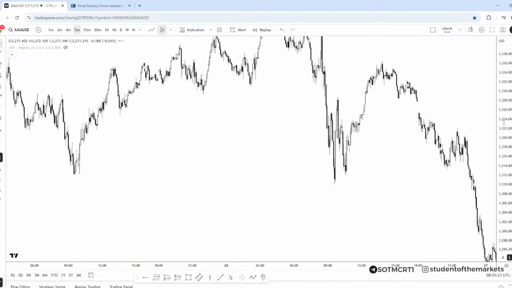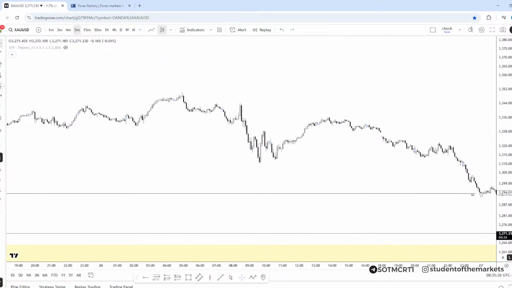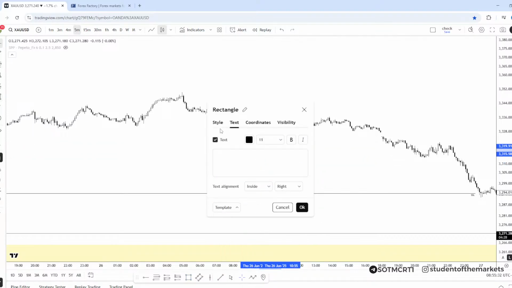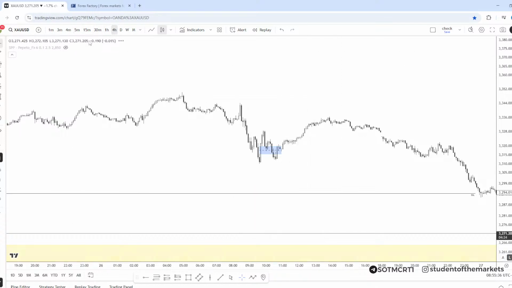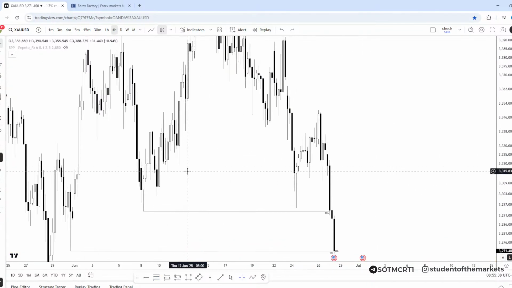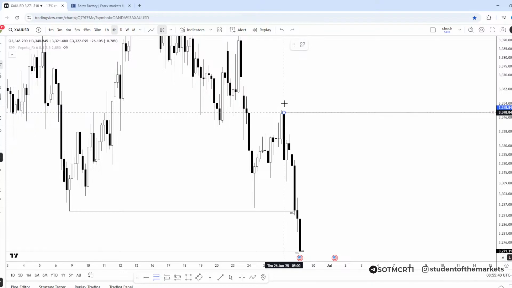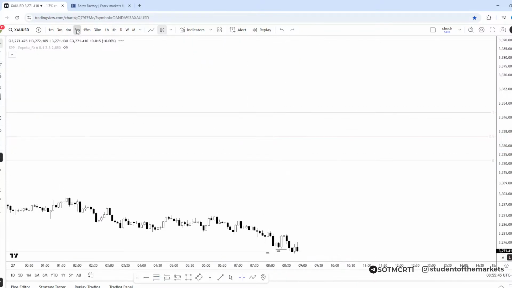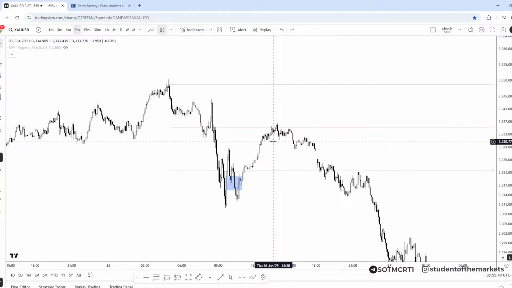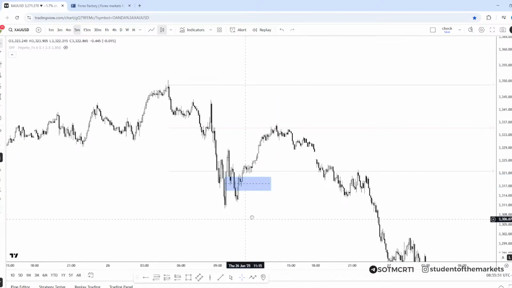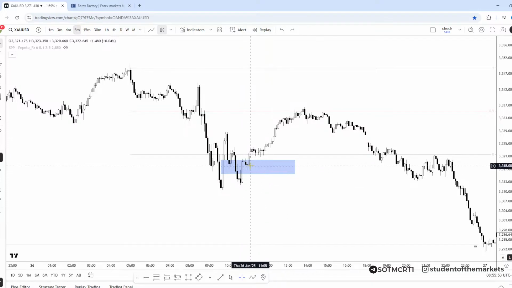Obviously, like yesterday I was looking for buys. I was looking from this level for buys from this fair value gap, and there was a range to the upside right here. So price did create the range, price did sweep the sell side liquidity, and then eventually price went to the 50% of the range yesterday.